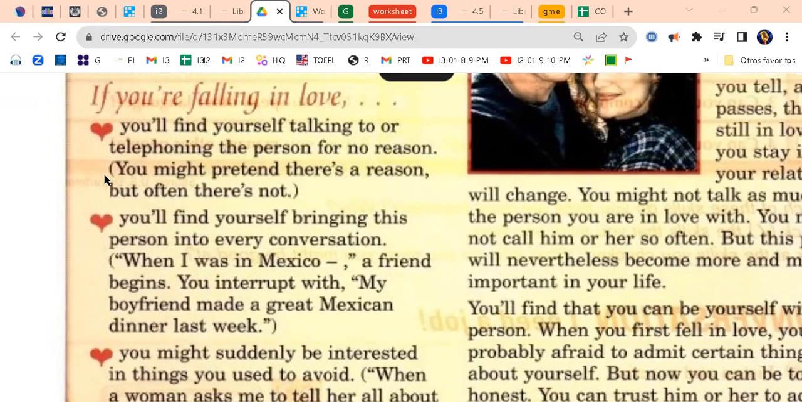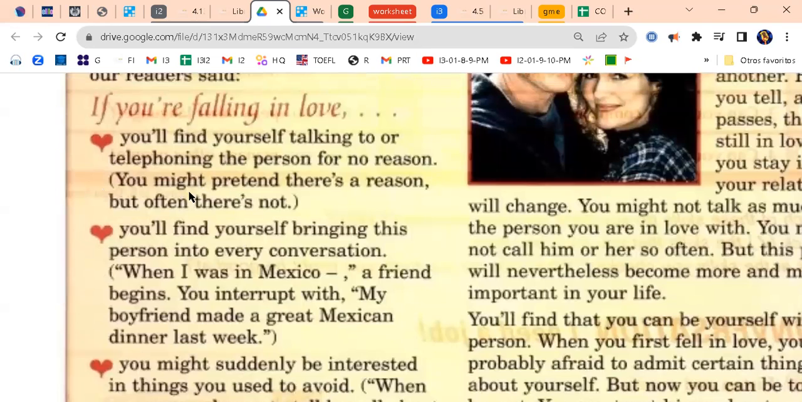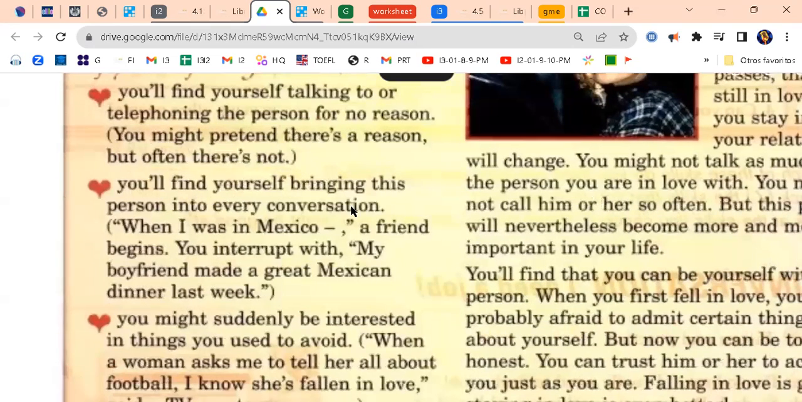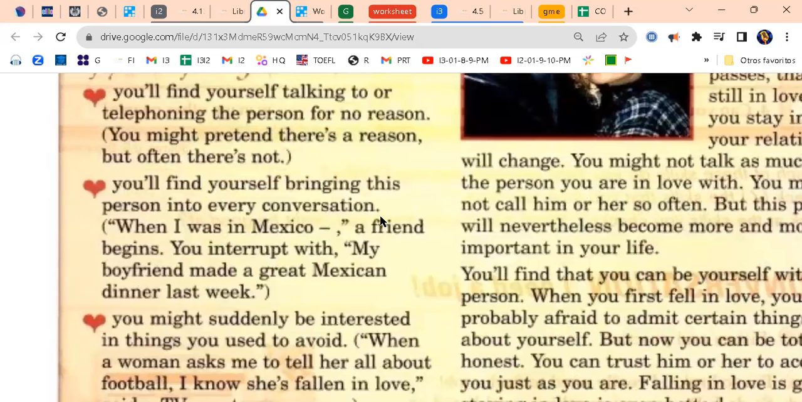Okay, so have you done that before, guys? So have you, you'll find yourself talking to or telephoning the person for no reason? So, hey, I just called you to say I love you. I don't know, there's a TikTok. So did you go for the tortillas? Okay, did you eat? So have you done that before? ¿Ya lo han hecho? So have you done this? Yes, okay. No, that's good. You have to be honest with your heart.